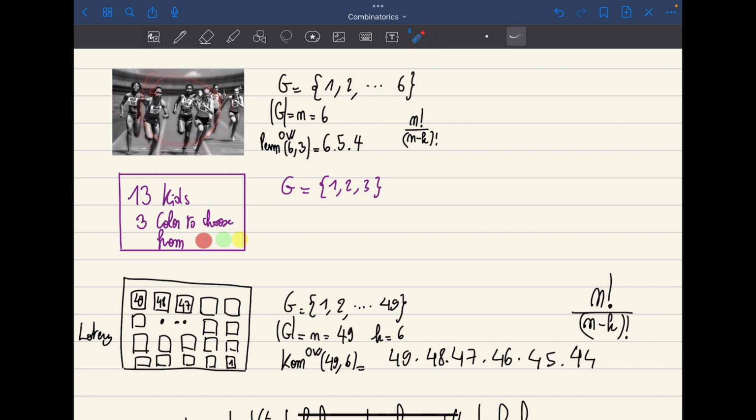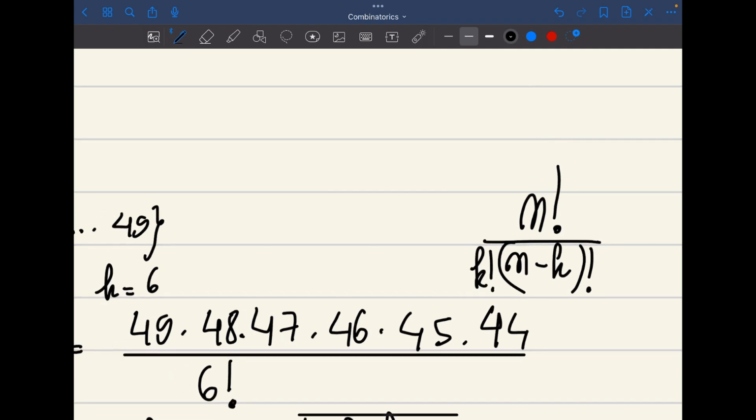It's not the same case. For the runners, order mattered. But here the order doesn't matter. So there are fewer possibilities. If you would count, we would see that there are 6 different possibilities which are the same. So we have to divide this thing by 6 factorial. The formula will be n factorial divided by k factorial times (n minus k) factorial.